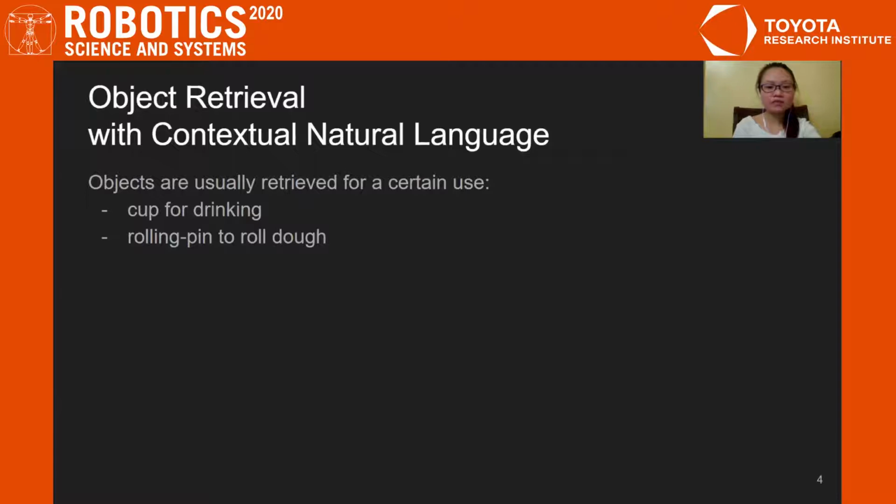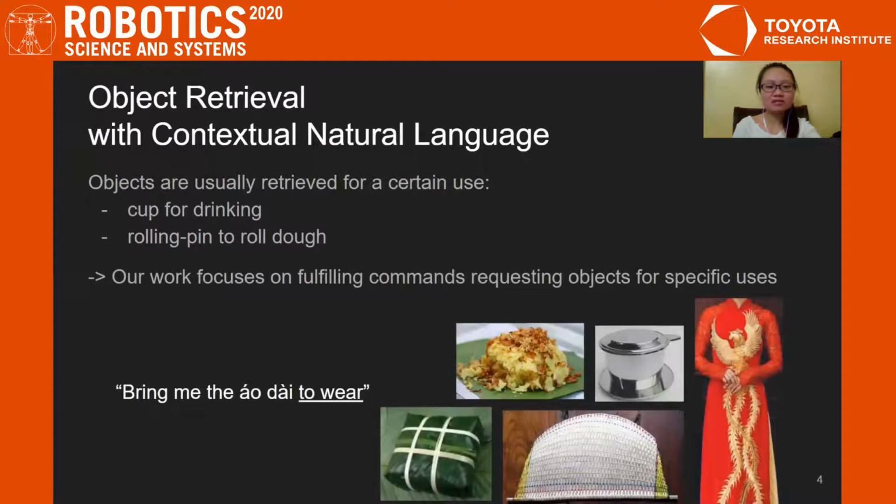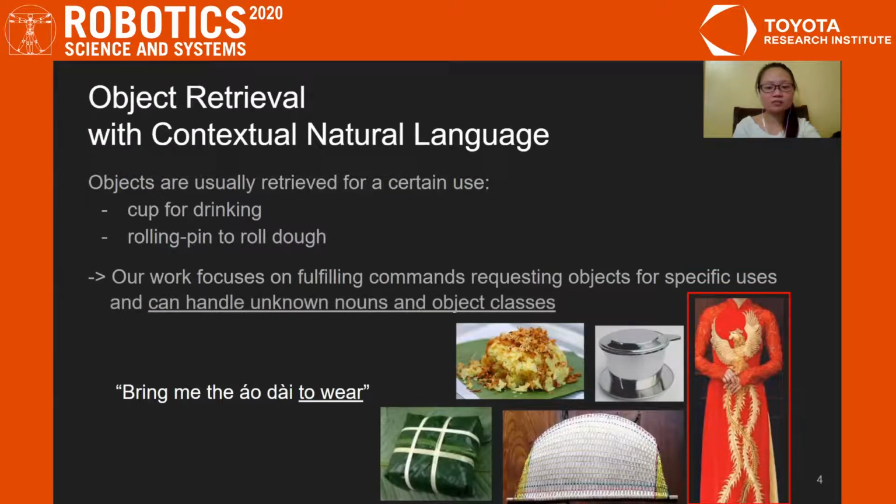Our work is built upon the observation that people usually ask for an object with a specific use in mind, such as a cup for drinking or a rolling pin to roll dough. We focus on handling commands requesting objects for specific uses, such as bring me the outside to wear in the previously given example. Our model utilizes the context provided by the intended use to identify and retrieve the desired object, such as the red dress in this case, and can handle unknown nouns and object classes.